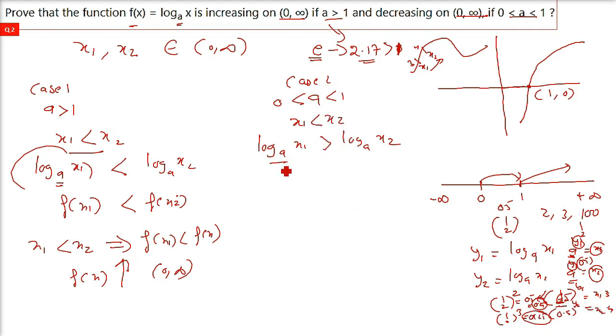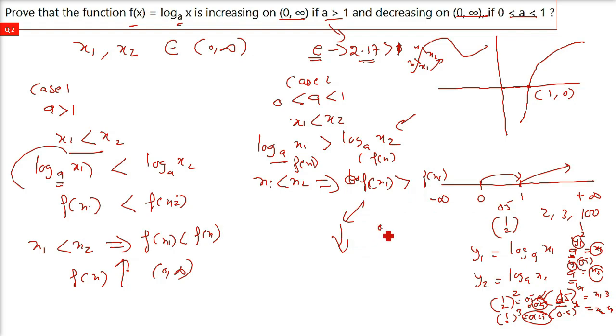So if 3 is less than 4, for example, this is just an example, 3 is less than 4. That doesn't mean that 0.25 is less than 0.125. It is actually greater. So when x1 is less than x2, log base a x1 is greater than log base a x2. That means in this case, when a is between 0 and 1, f(x1) is not less but greater than f(x2). It is not equivalent to case 1. That is why the function is decreasing from 0 to infinity if a is between 0 and 1.